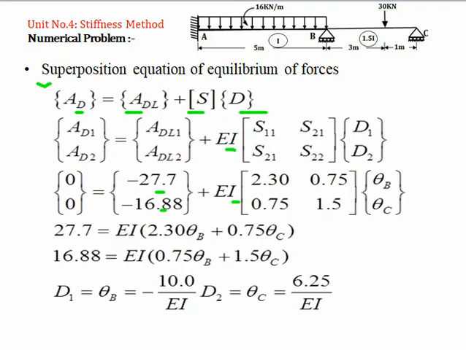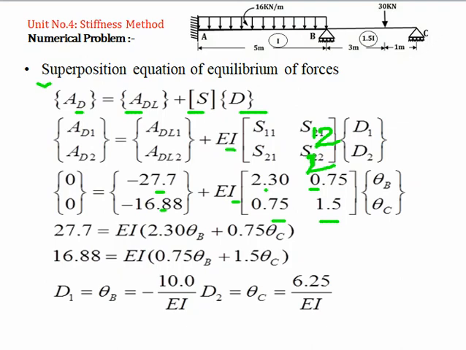So our S11 is 2.30, S21 is 0.75, S12 is 0.75, and this is 2.